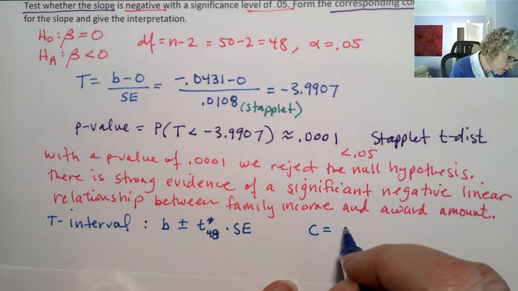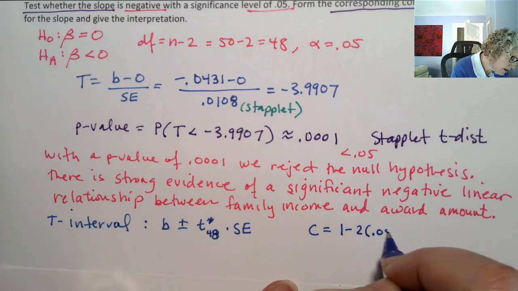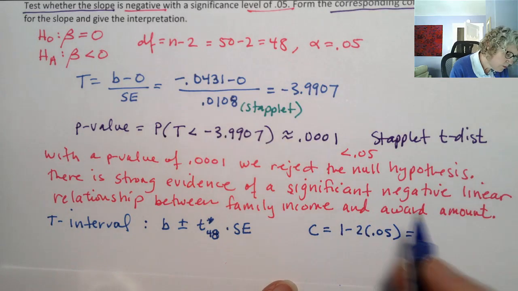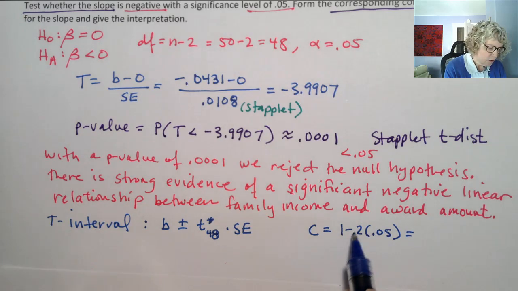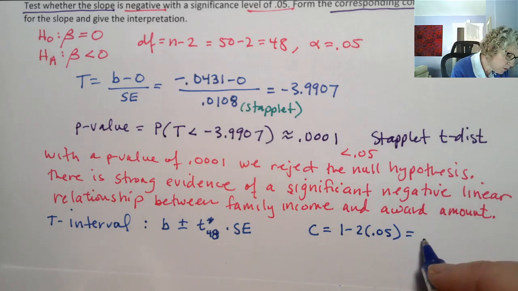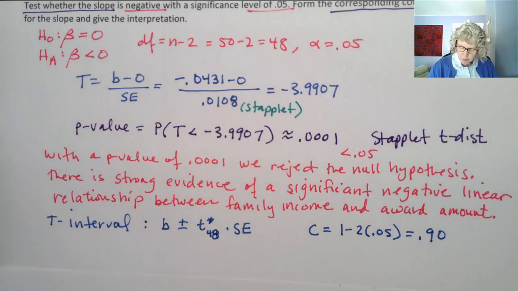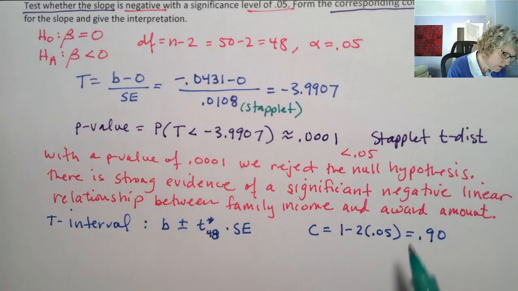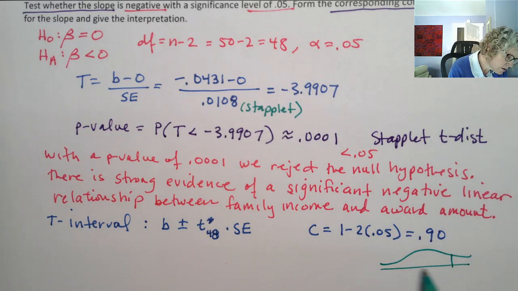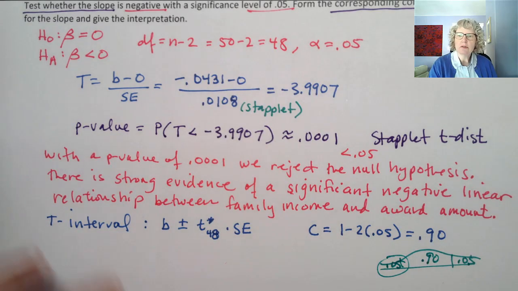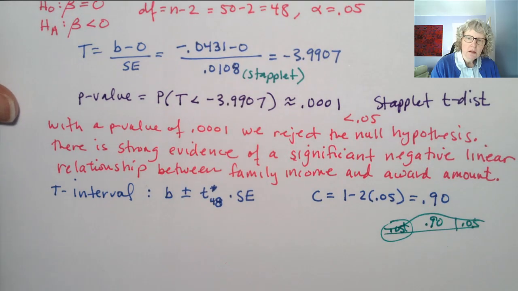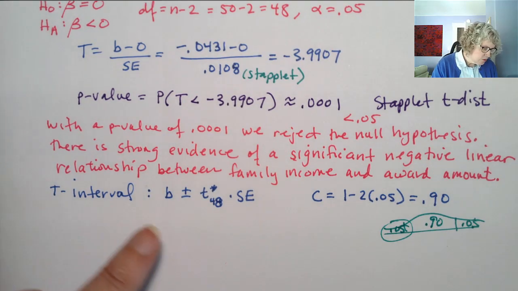So the formula is 1 minus 2 times alpha. We need 0.05 on each side. So together that's 10%, so this is going to be 0.90. And if you prefer to draw it out, that's what I usually do. 0.05, 0.05, because it's a one tail, we need to mirror that in the other tail. That leaves 90 in the middle. Okay, great. So now we can do our formula.